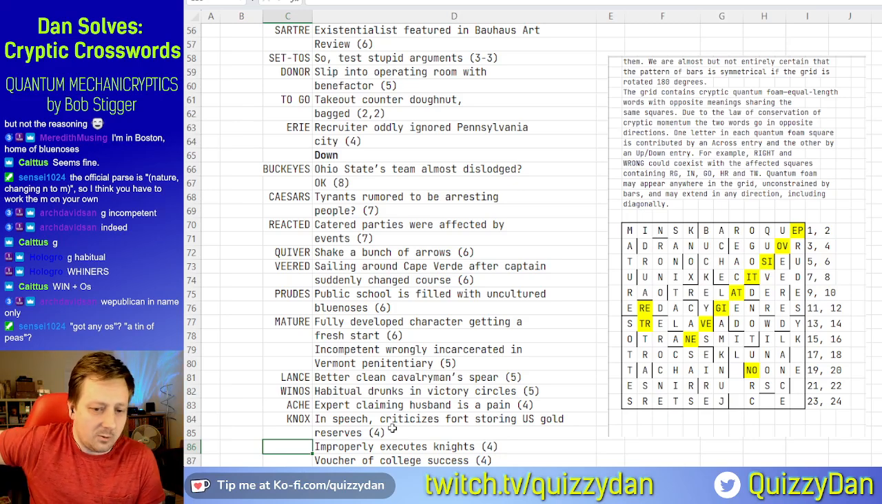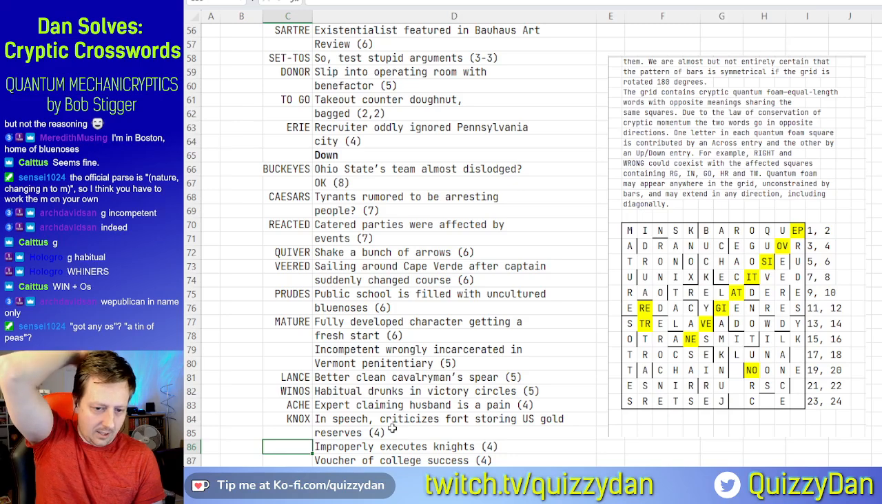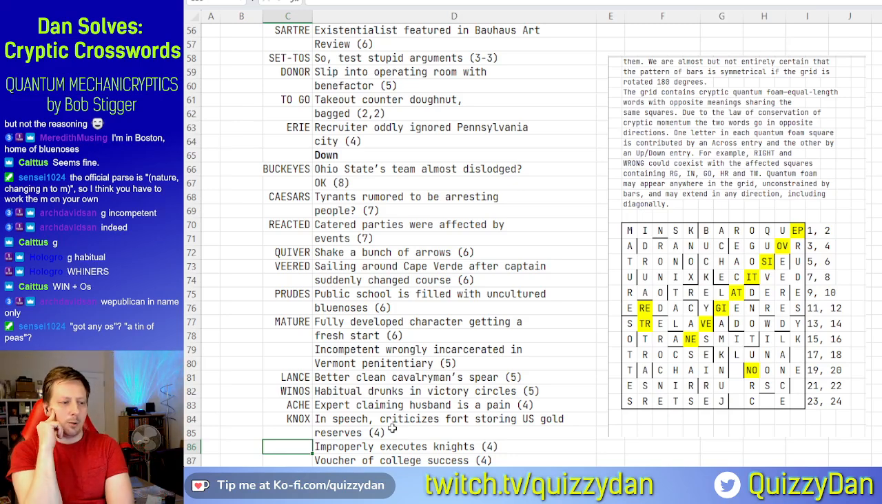I've only just noticed we're doing these from longest to shortest. Are they also in alphabetical order? No, they're not. They're not alphabetical order within each word length. Improperly executes knights.